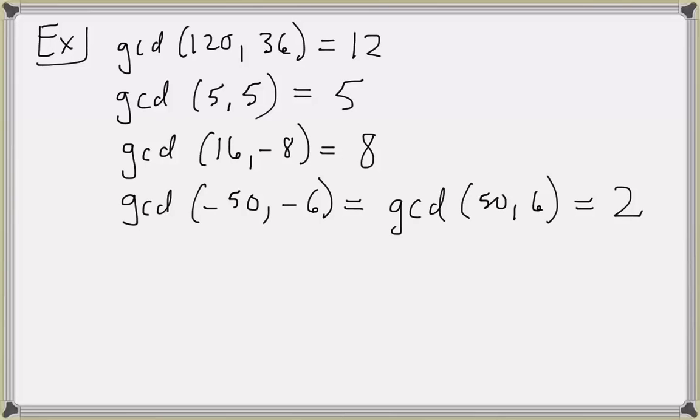What about when one of these numbers is 0? The GCD of 0 and 10. We're really not going to consider the GCD of 0 and 0. Some people define it as 0. So let's look at the GCD of 0 and 10. Well, every integer divides 0, but the biggest integer that also divides 10 is the number 10.